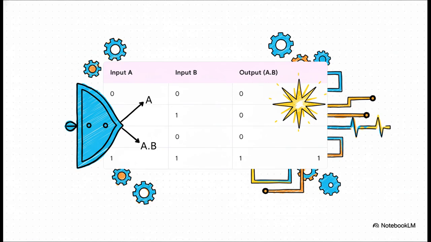And its truth table really tells the story. Look at that output column. It's almost all zeros. The only time we get a 1, the only time it says yes, is that very last row, where input A and input B are both 1. In every other situation, it's a hard no. It's all or nothing with this gate.